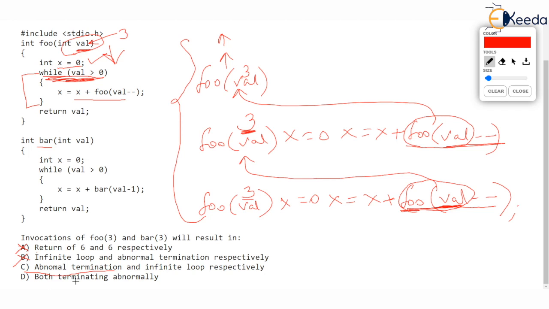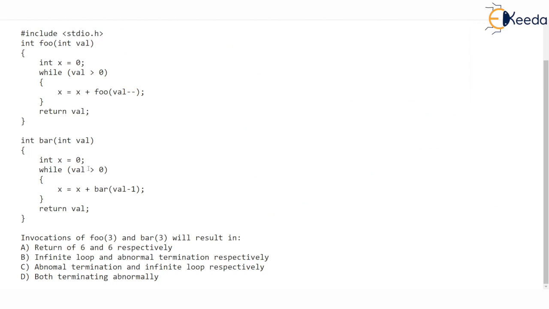But you look at D. In D, it is given both terminating abnormally. We know that foo will terminate abnormally. We don't know about bar. Now, this is more interesting. Let's see what happens when bar gets called with the parameter 3. Now, just stay with this video. Have patience. Just listen to every point very carefully.